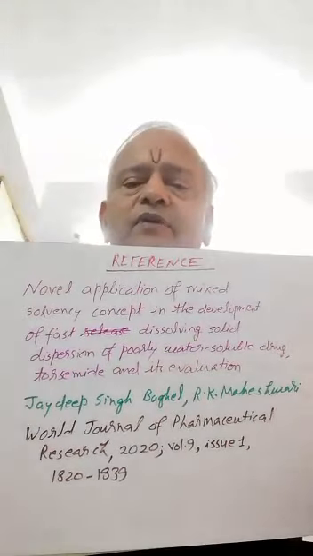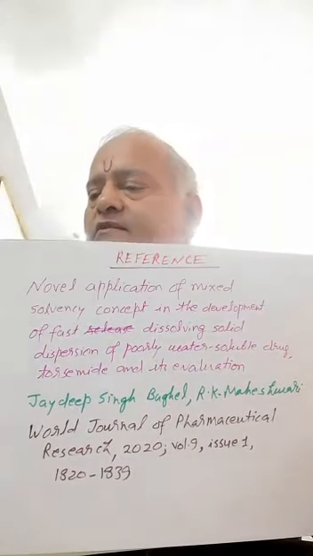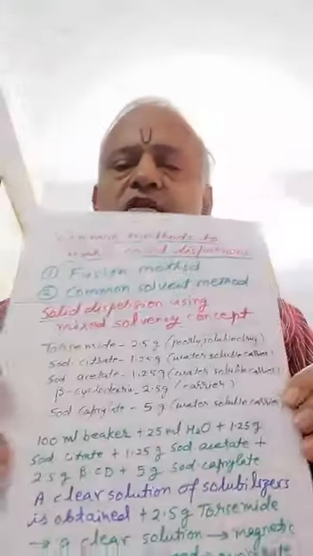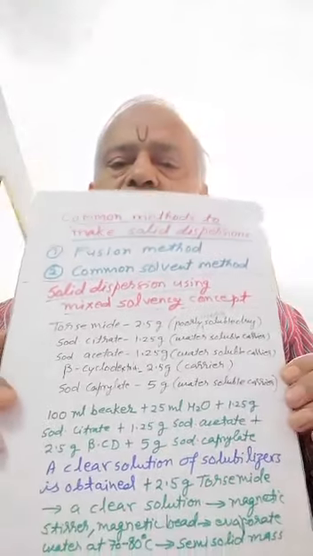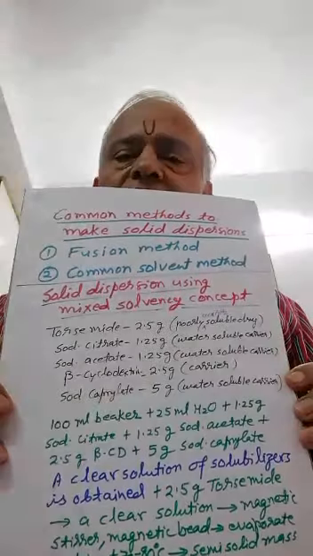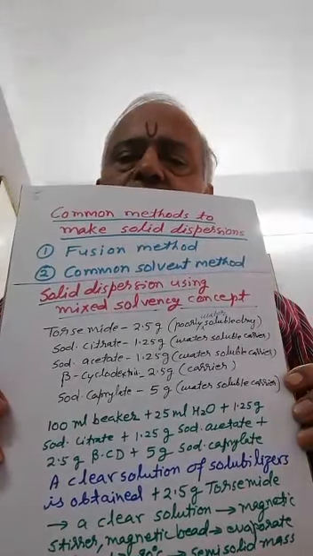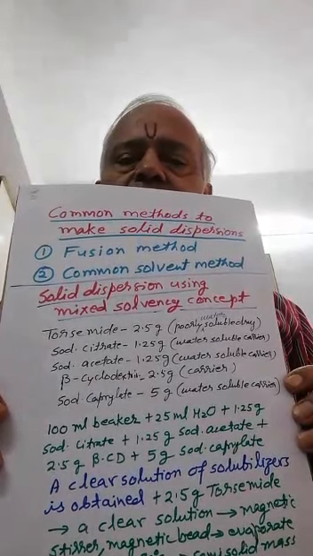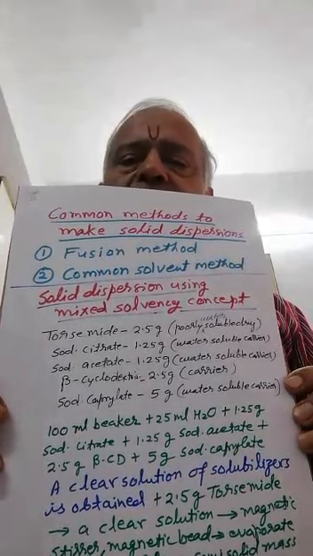Of course, the work has been done by one of my M.Pharm students, Jaideep Singh Baghel. So this is the paper. Now coming to how to make the solid dispersion by the mixed solvency concept. Mostly two methods are utilized to make solid dispersions. Number one is the fusion technique, in which the water soluble carrier and drug are fused together, and this melted liquid is dropped on an ice cooled stainless steel plate to get the solid dispersion by sudden quenching.